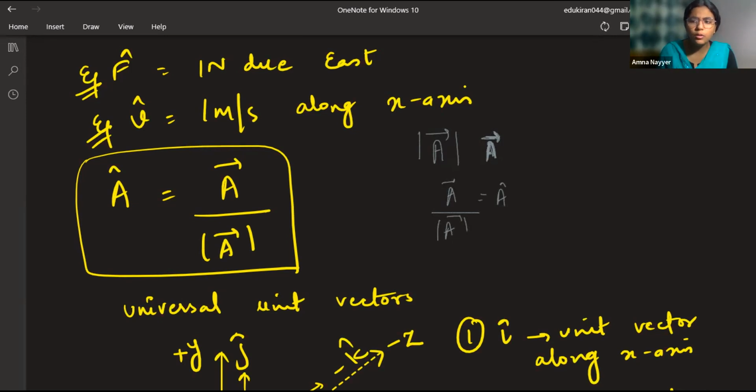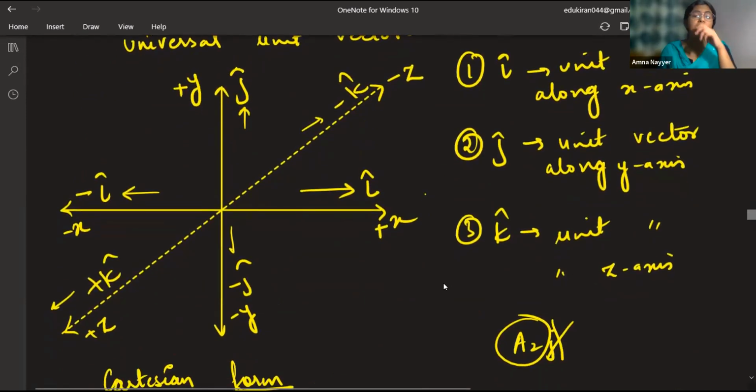Then you have certain basic universal unit vectors, I cap, j cap, k cap. These are very basic and important quantities. You have to know the unit vector along the x-axis. Positive x-axis will be plus I cap, negative x-axis will be minus I cap. For the positive y-axis, we'll write plus j cap. If it is negative y-axis, we'll write minus j cap. For positive z-axis, we write plus k cap. For negative z-axis, we write minus k cap.